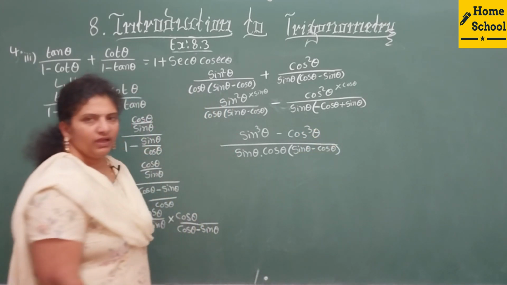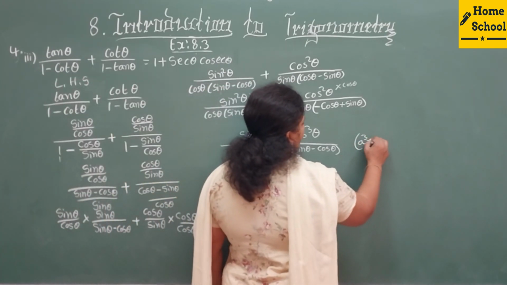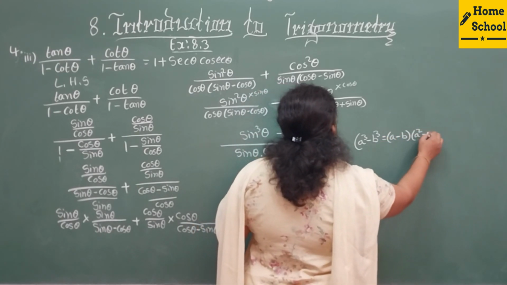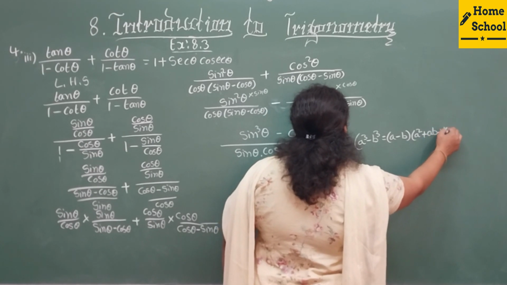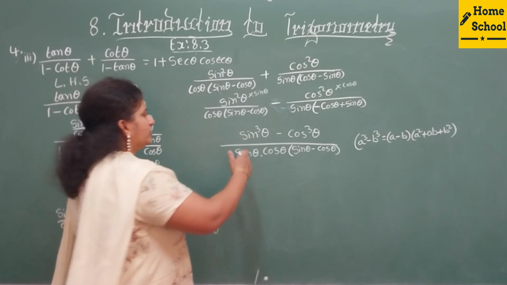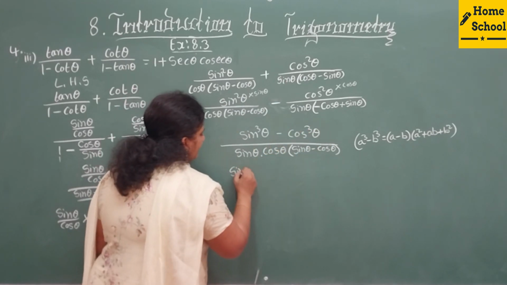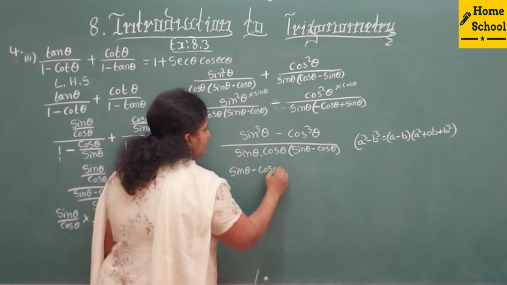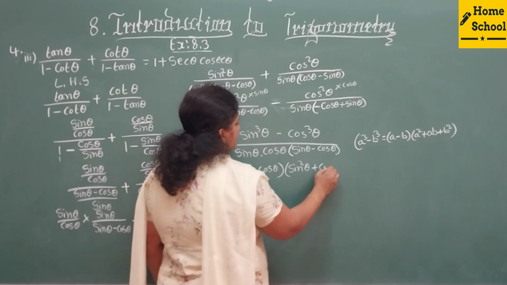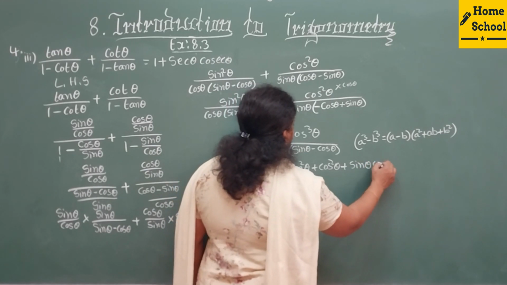Okay. Again you remember a formula. What is that formula? A cube minus B cube is equal to A minus B into A square plus AB plus B square. Okay, write that in the form of numerator. So what I can write, A value is sin theta, B value is cos theta. Sin theta minus cos theta into sin square theta plus cos square theta plus sin theta cos theta.